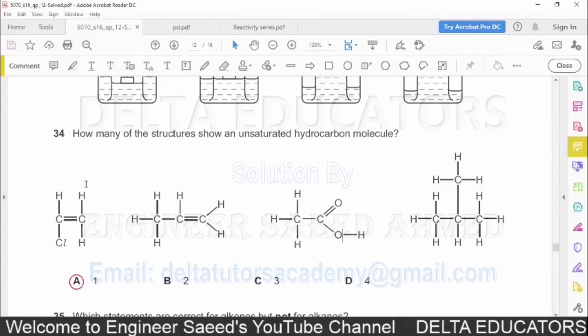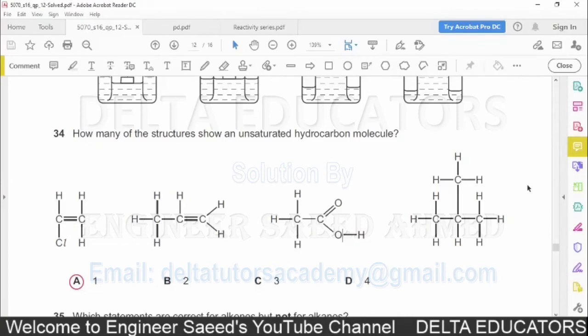The first compound given here has a double bond, so it is an unsaturated compound. Here one chlorine is attached, so it is not a pure hydrocarbon. Now the second compound: in the second compound we have a carbon-carbon double bond and all the members are carbon and hydrogen, so it is a hydrocarbon and also unsaturated because of the presence of a double bond. So this compound is an unsaturated hydrocarbon. In this compound it is a COOH group. Here we have carbon, hydrogen and oxygen, so it is not a hydrocarbon.